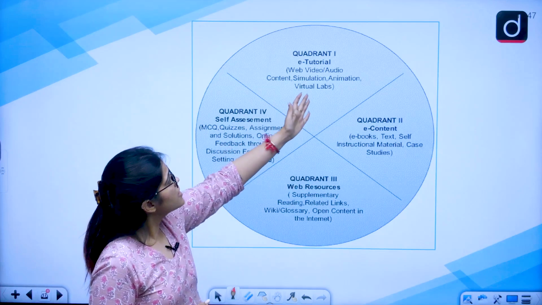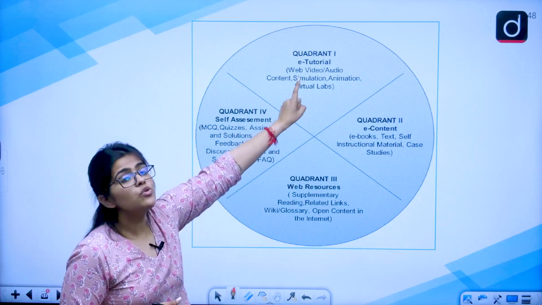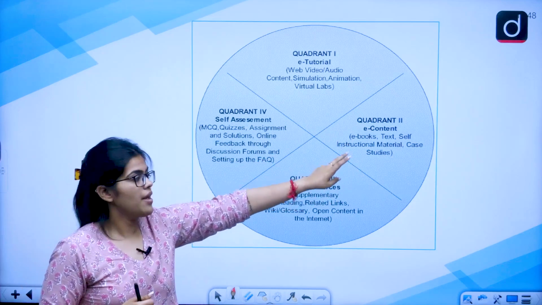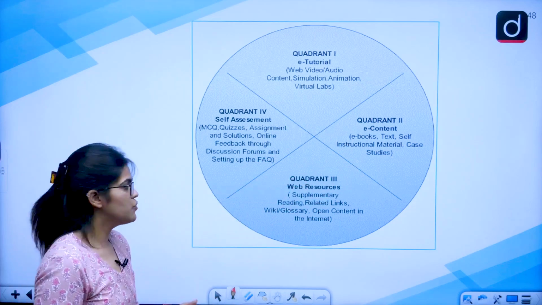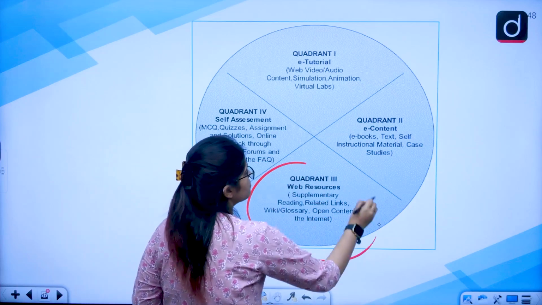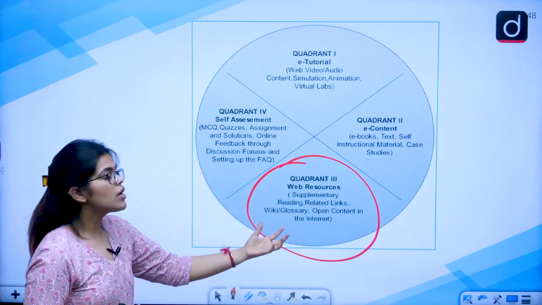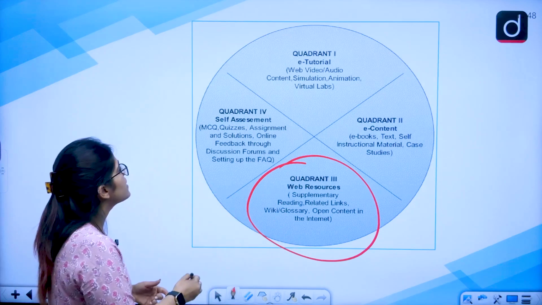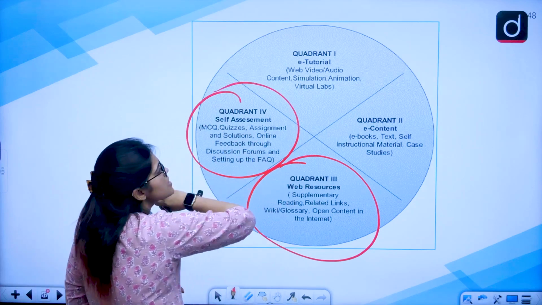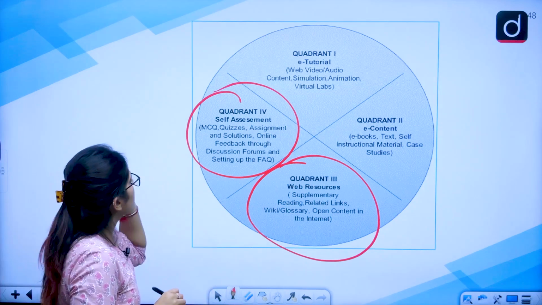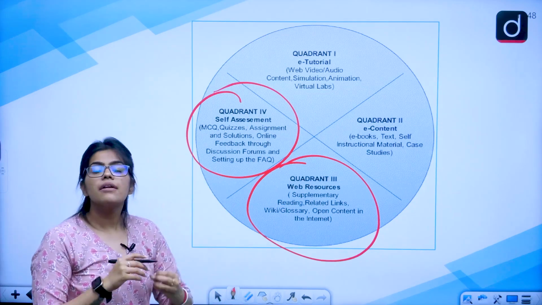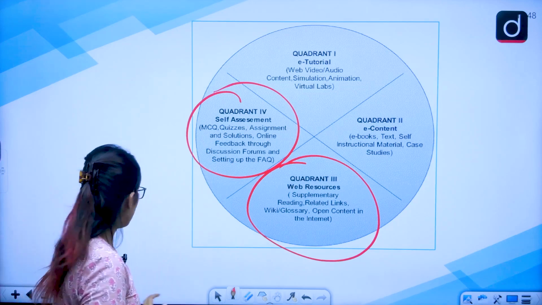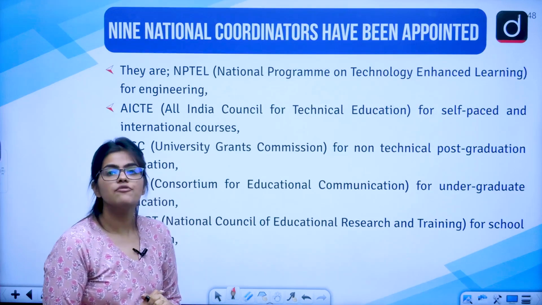So what are the quadrants? E-tutorials would be present. There will be e-content available to you. You can download it, you can print it, you can use it. There can be web sources. As I told you, open contents would be there, Wikipedia could be used, hyperlinks would be provided, and there are some quizzes, assignment sessions, discussion forums, FAQ sessions, etc. being also done, which makes it a very comprehensive course.